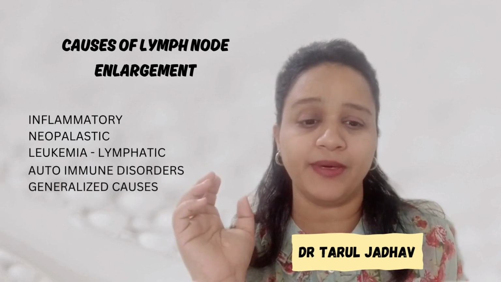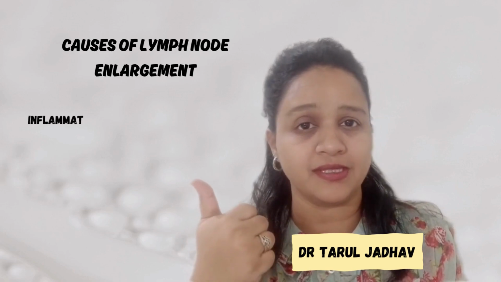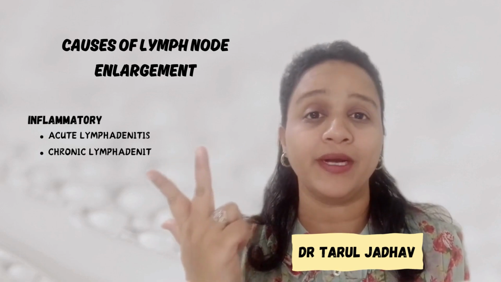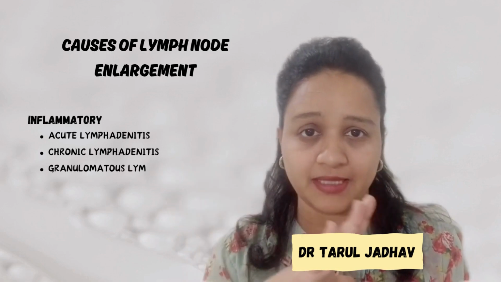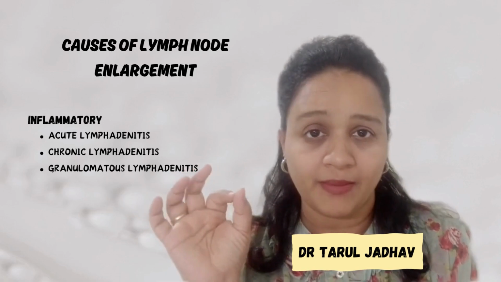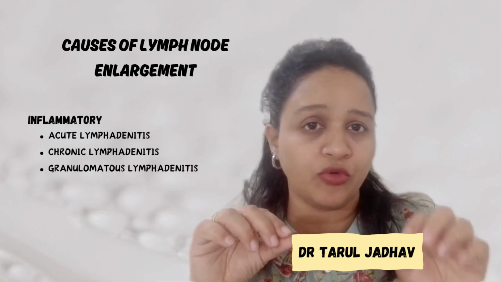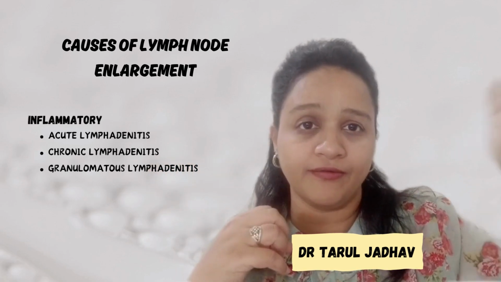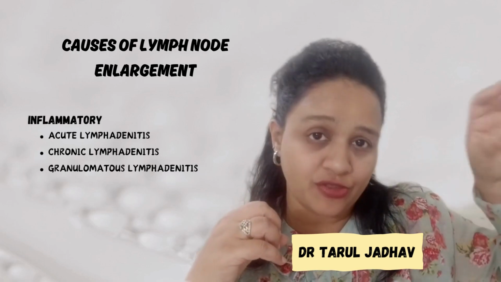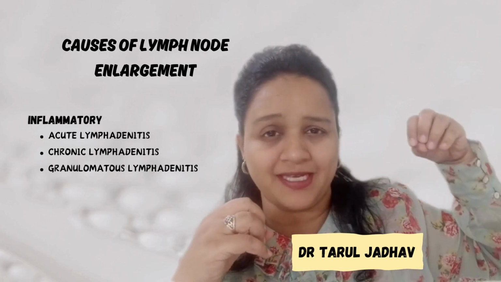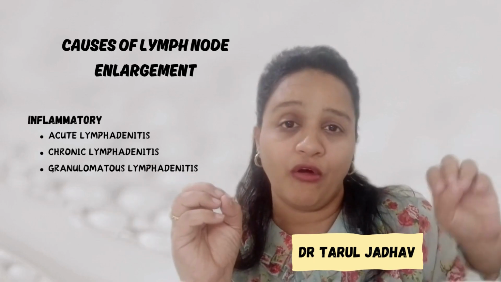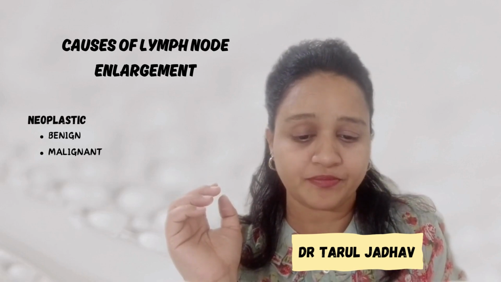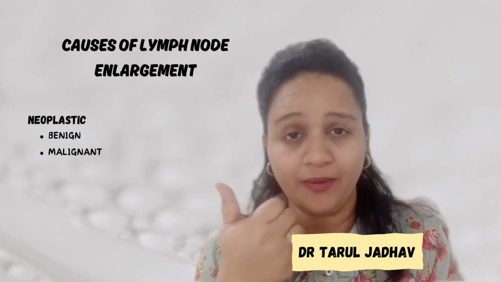So we talk about what the inflammatory causes are. What comes under inflammatory causes? This is acute lymphadenitis, chronic lymphadenitis, and granulomatous lymphadenitis. Remember these three things. This is the cause of inflammatory. That means if an inflammatory lymph node enlargement is likely, what will be its cause? Acute lymphadenitis will cause it, or it might just cause chronic lymphadenitis. Chronic lymphadenitis can be because of inflammation also, or it can be because of granulomatous infection. The neoplastic would be benign or malignant. Okay?